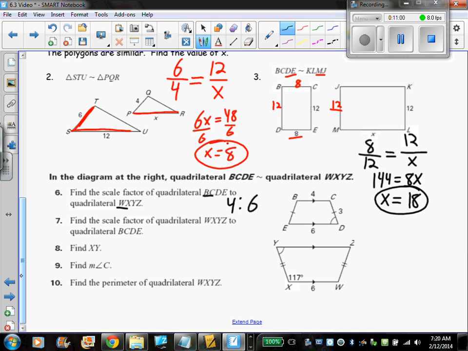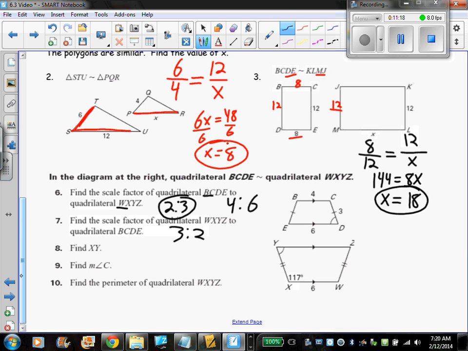So if we wanted to reduce the scale factor, we can divide both of those by 2, and we would get 2 to 3. Scale factor of going the other way would just mean switch the numbers. We have 3 to 2 for that one.